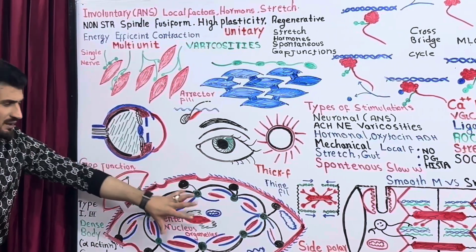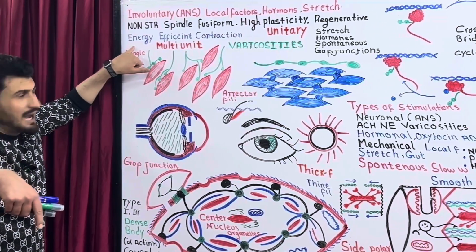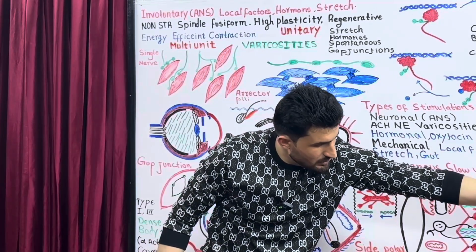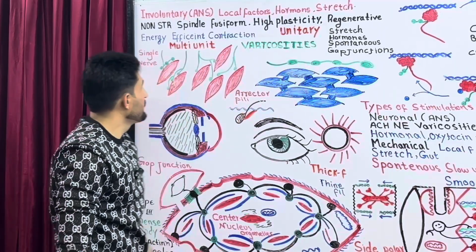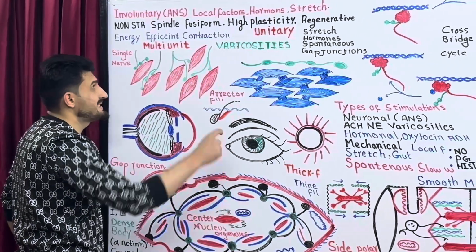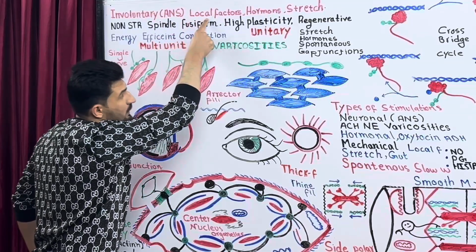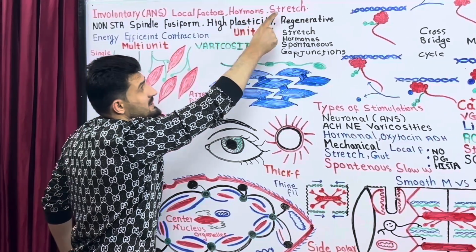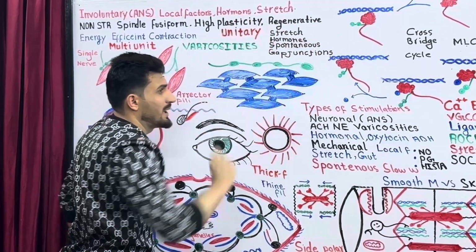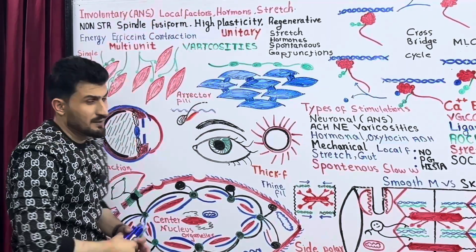Another important characteristic of smooth muscle is that it uses less energy and produces more tension, which we will talk about later under the title of latch state mechanism. Also, smooth muscle is stimulated by different factors: by the autonomic nervous system, by local factors, by hormones, and by stretch. We will talk about each of them one by one later on. Now, these were some important characteristics of smooth muscles.